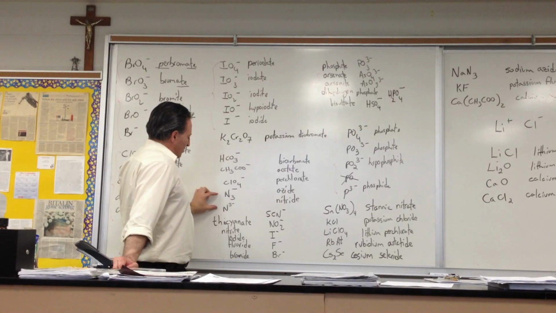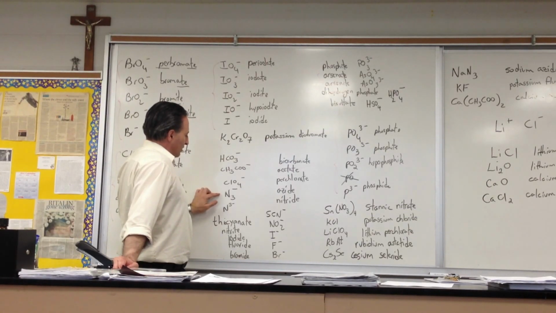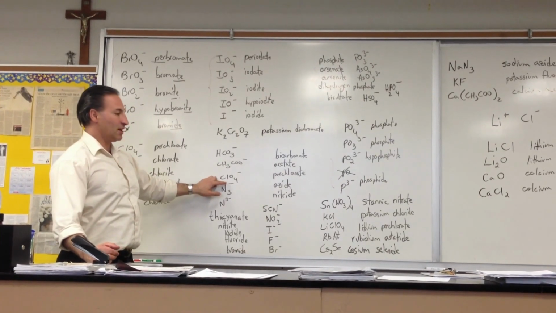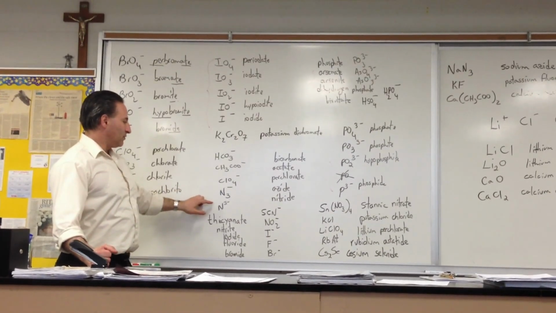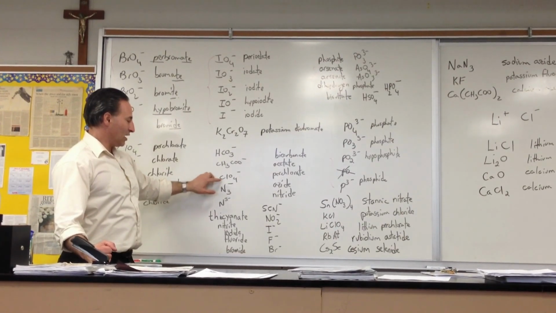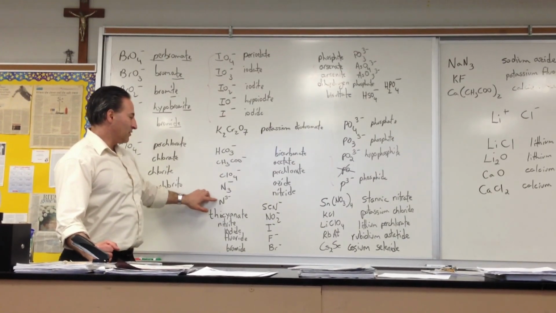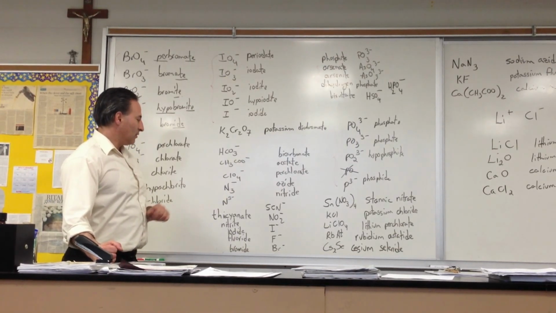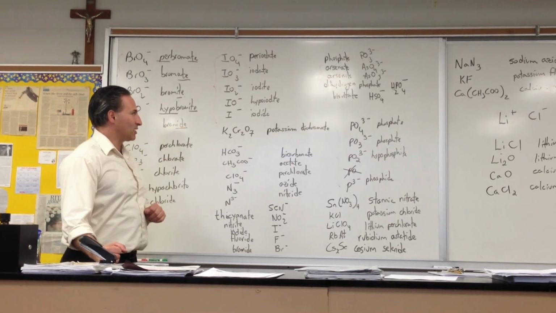Also be aware of this tricky pair here. We have azide on top, which is 3 nitrogen atoms stuck together with a -1 charge. Not to be confused with nitride. So azide is 3 nitrogen atoms with a -1 charge, not to be confused with nitride, which is one nitrogen atom with a -3 charge.